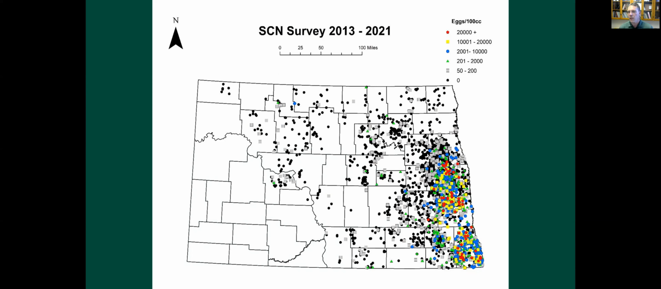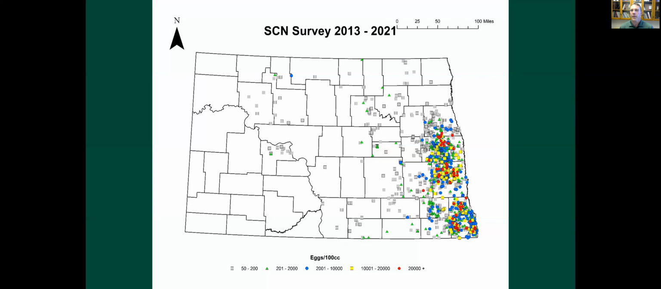Okay, so let's look at this in a different way. I'm going to take away all the negatives, right? And you can see the eastern, especially the southeast, part of the state is pretty hot, heavy, but in your region here, you're starting to show all these green triangles popping up all over the place. So we know SCN is moving. We know it's in the region. Most of you probably don't have it yet. That's good, but it's going to continue to spread.